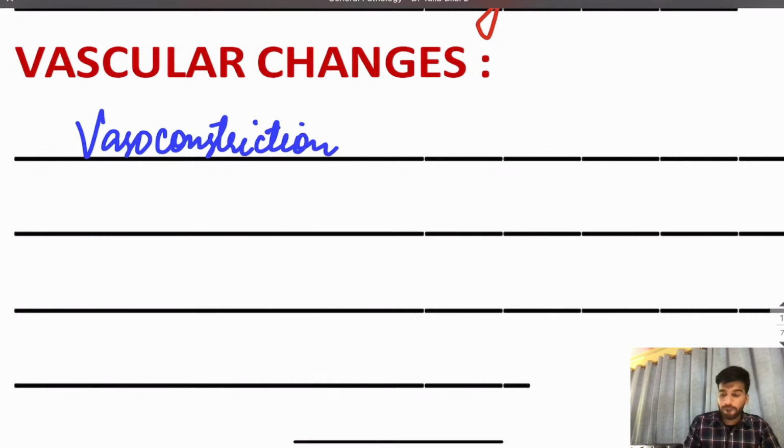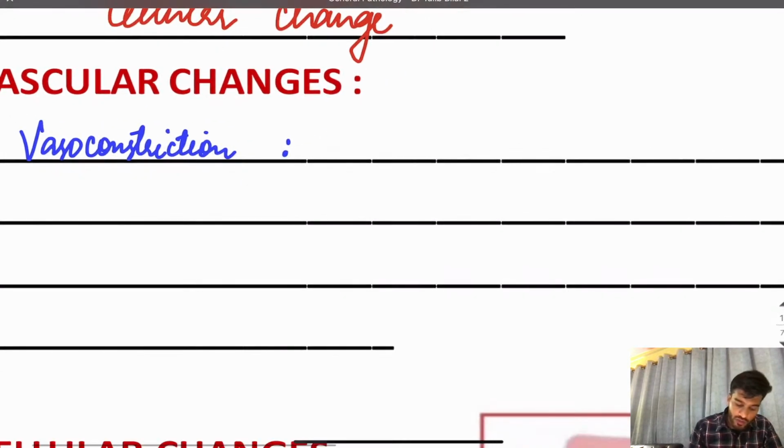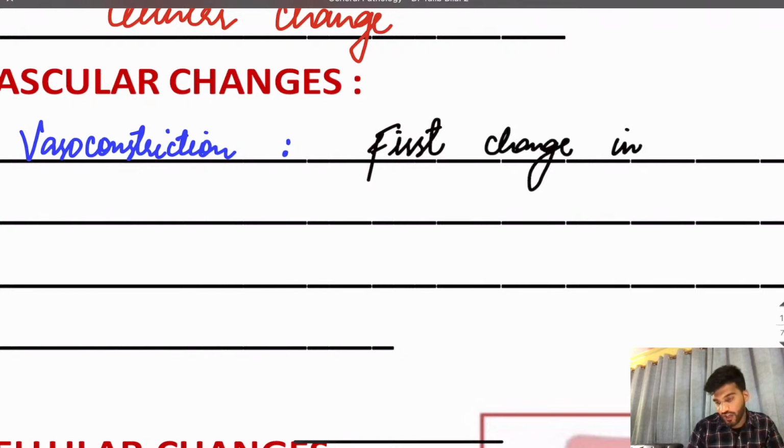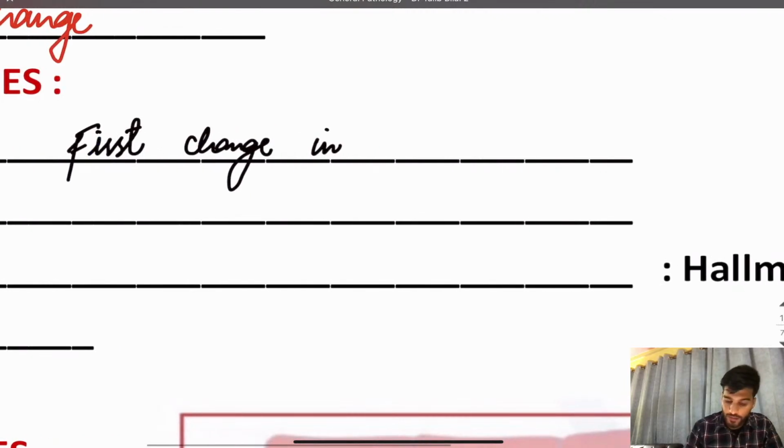First there will be a vasoconstriction. So what is the first change in inflammation, guys? Acute one, the first change is vasoconstriction. The first change in inflammation is vasoconstriction.